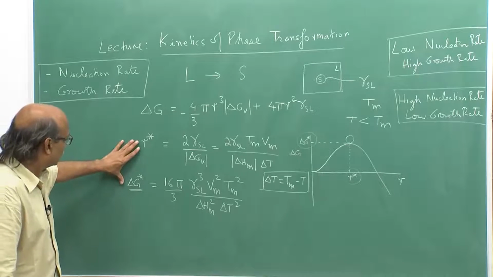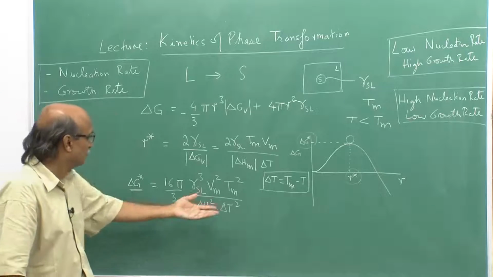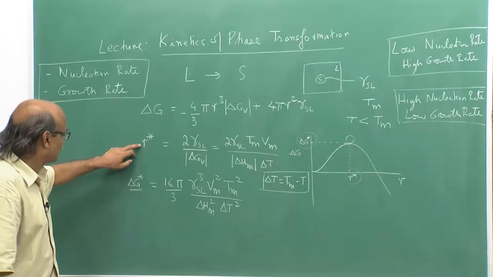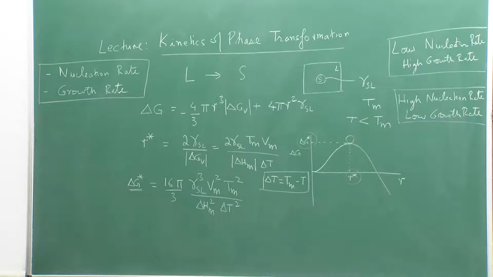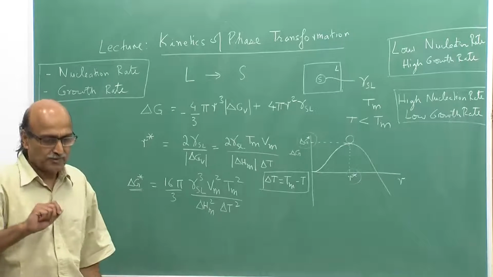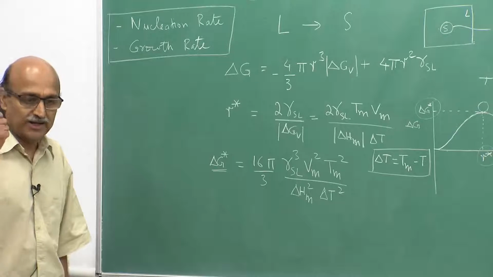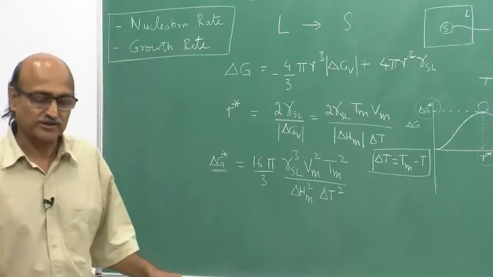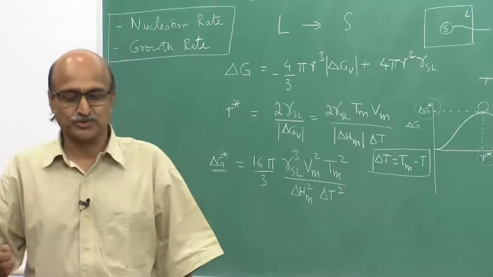So, both R star as well as delta G star would be large for small undercoolings. For large undercoolings, that is large delta T, R star would be small, delta G star would be small. So, one important conclusion that one can draw from here is larger undercoolings should produce higher nucleation rate, but then again we will find if the undercooling becomes very large, then the nucleation rate will go down. How that happens, that will become clear in subsequent lectures.